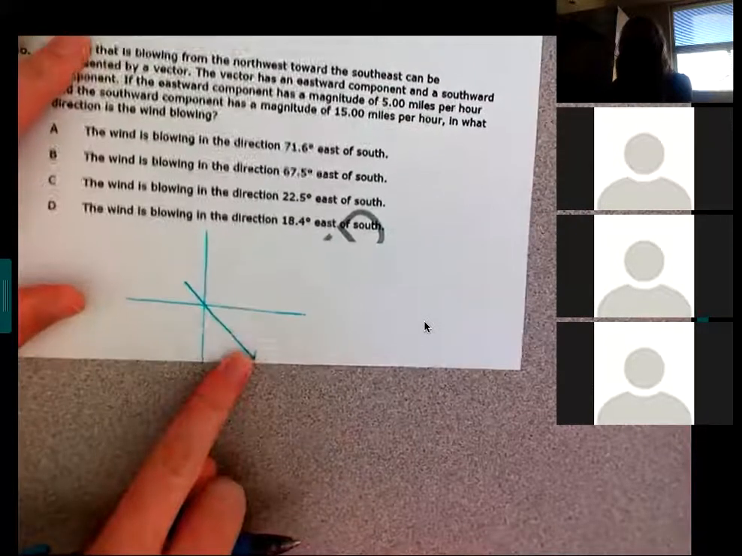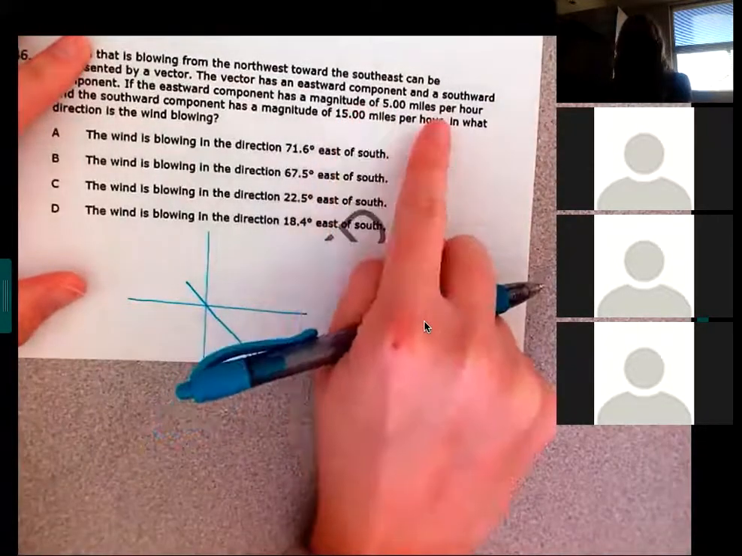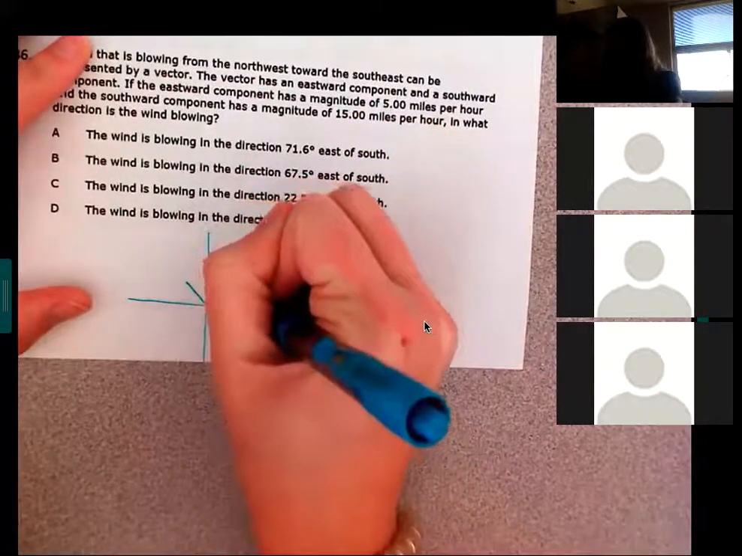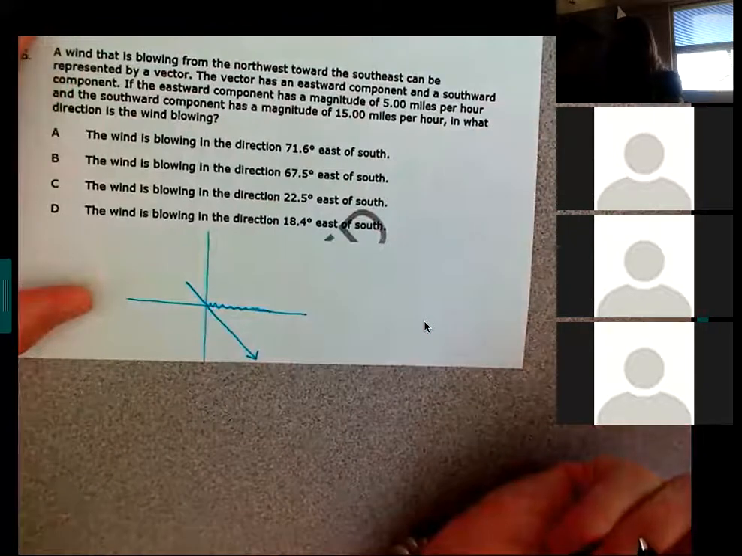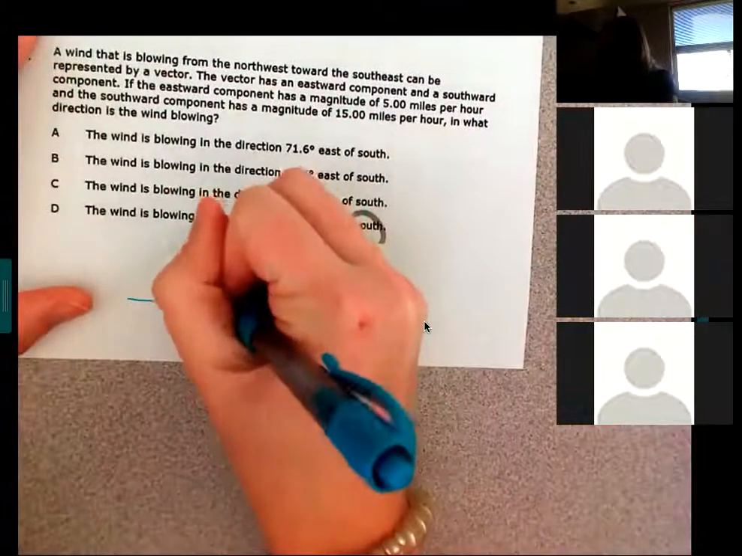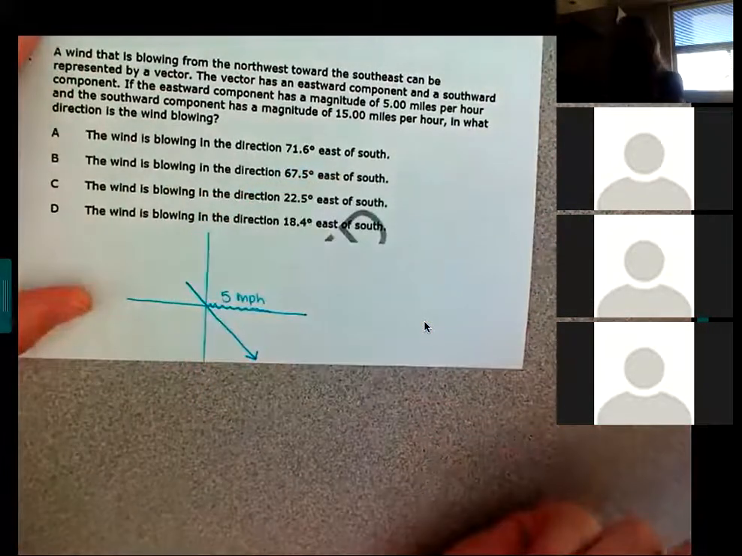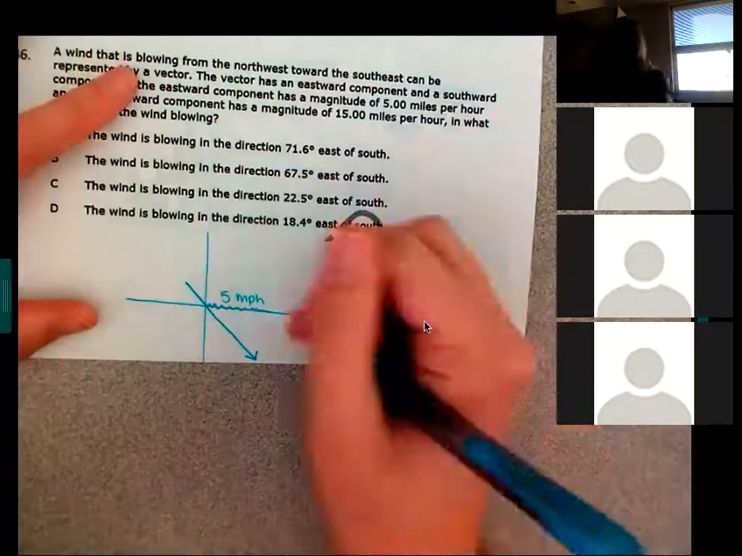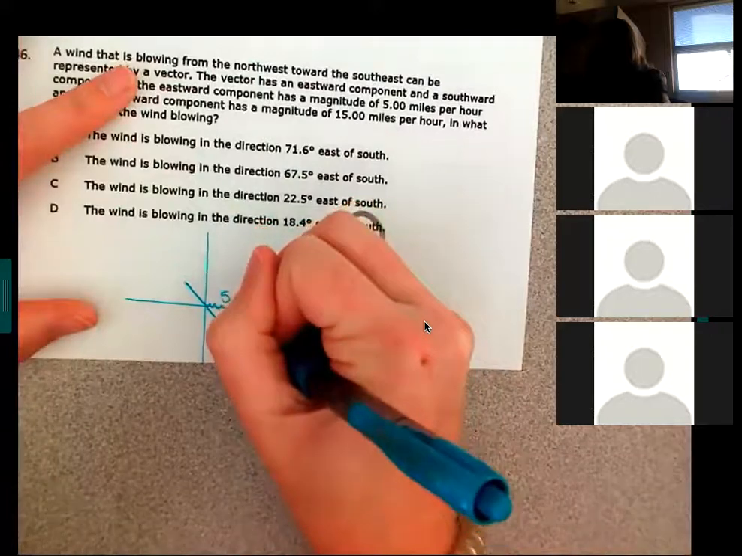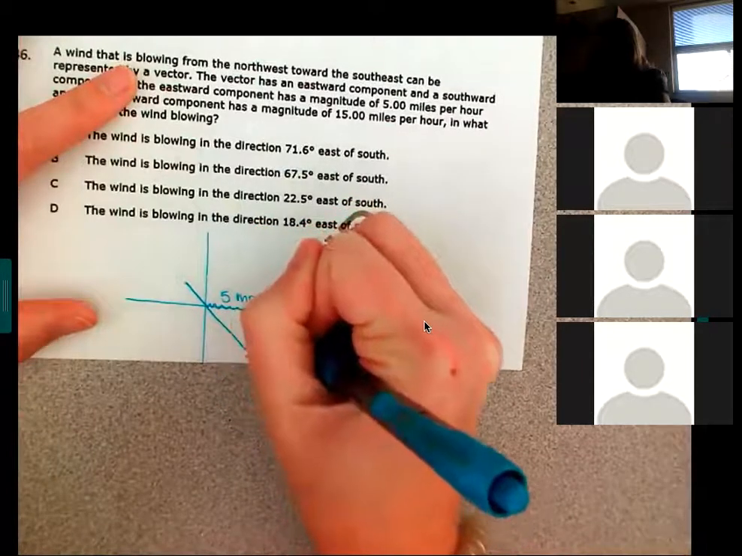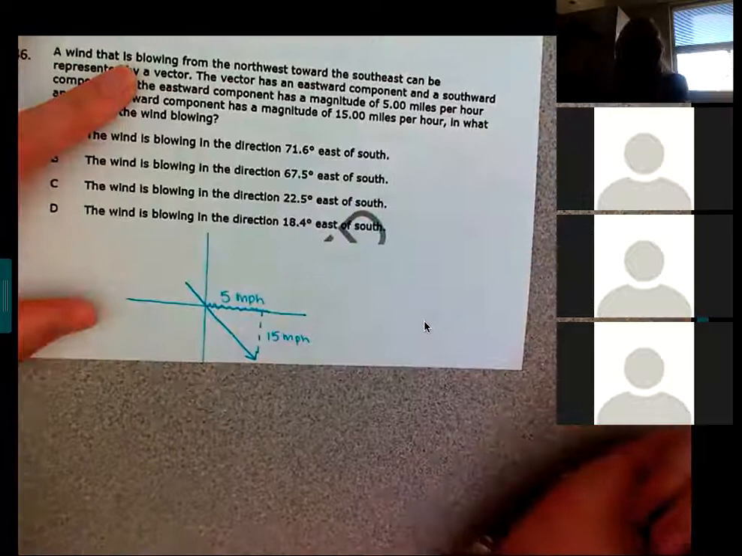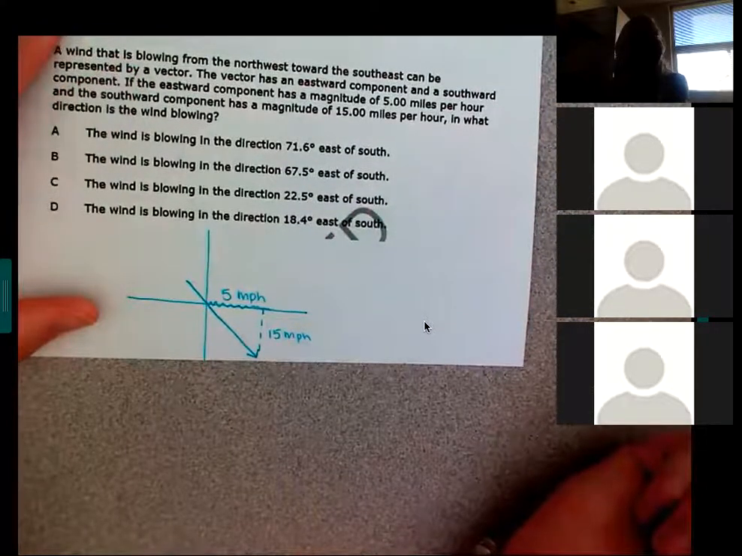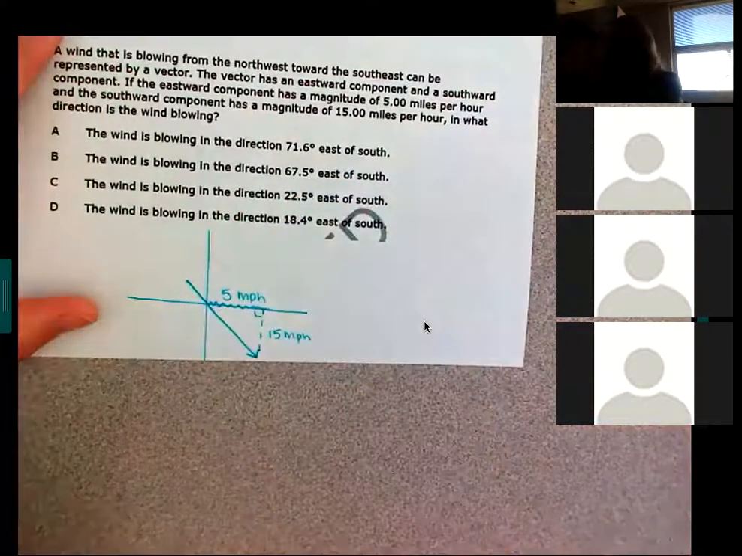Awesome. So then it says the vector has an eastward component, which means the east part right here, of 5 miles per hour, and a southward component of 15 miles per hour. So what did I just make on my vector diagram? A right triangle. Good, Mary.